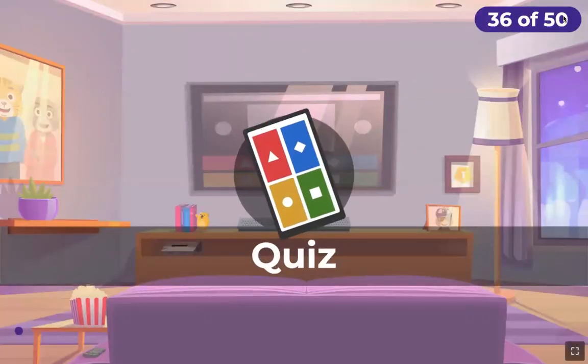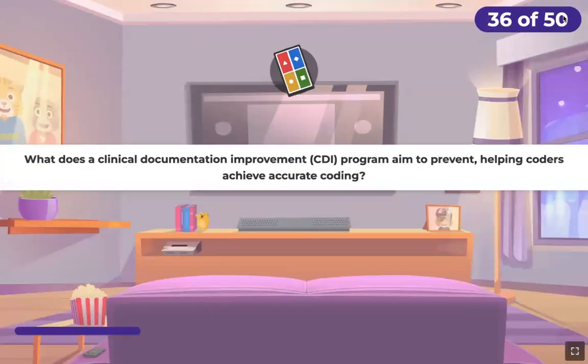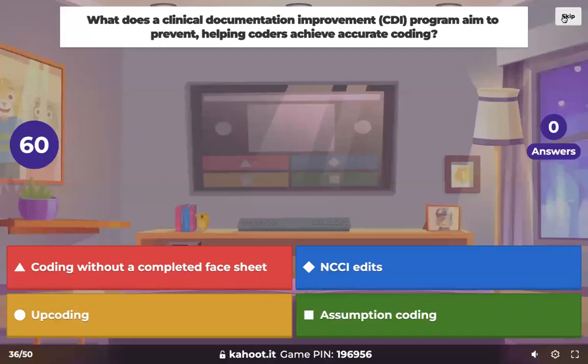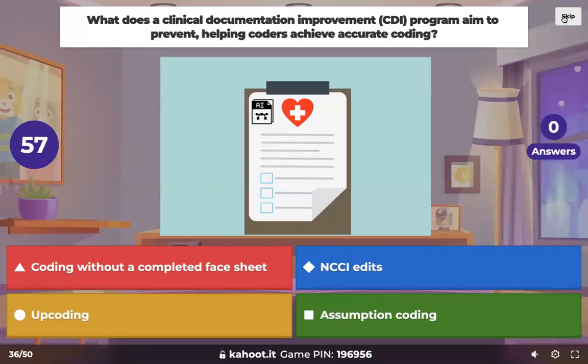All right, next question. What does a clinical documentation improvement or CDI program aim to prevent, helping coders achieve accurate coding? And read the question carefully.